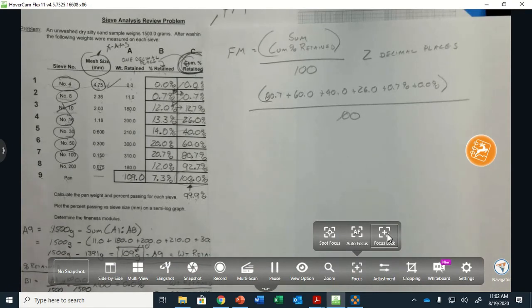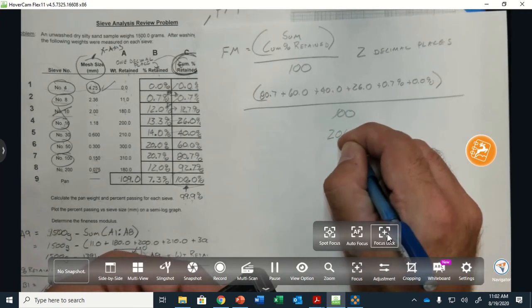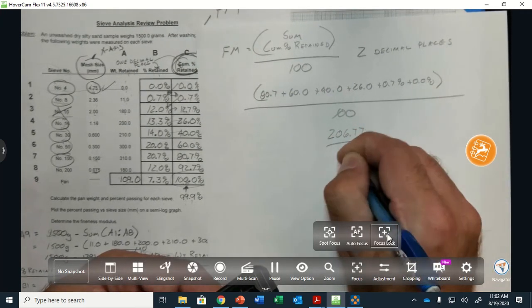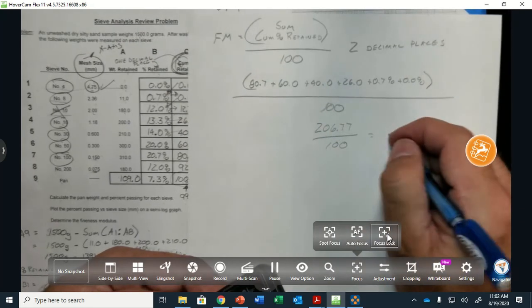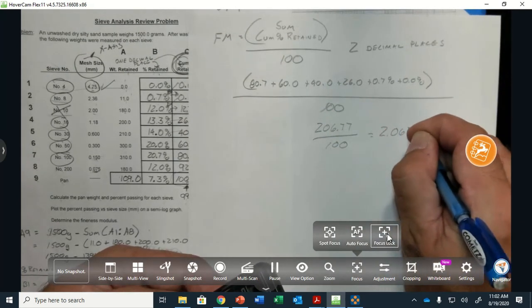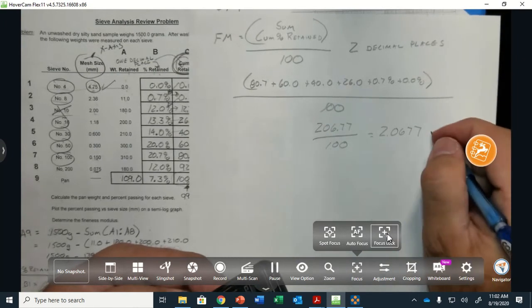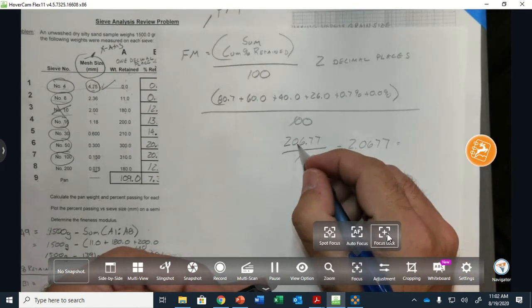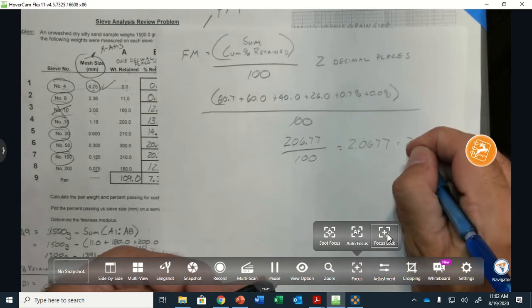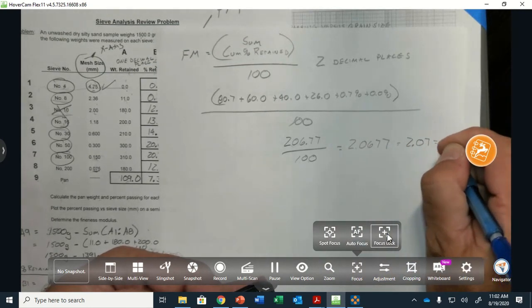So 80.7 plus 60.0 plus 40.0 plus 26.0 plus 0.7 plus 0.0 equals. So I get 206.77 divided by 100 equals 2.0677. So 2 decimal places, which equals, so basically I just move this back 2 spots, right? So that's 2.07 equals my fineness modulus.